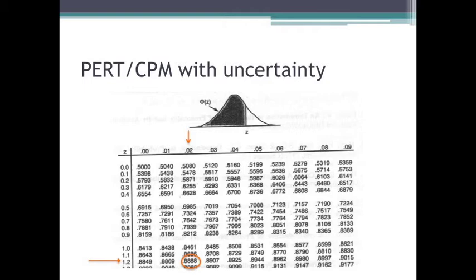So what you would do is go to the row that has 1.2, that's the whole number and tenths digit, and then find the column that has 0.02, that's the hundredths digit. And you'd see where those converge. And at that point, the number written there will give us the probability that we will complete the project by a particular deadline, assuming that deadline generates a z-value of 1.22. So in this case, we see that a z-value of 1.22 corresponds to a probability of about 0.889.